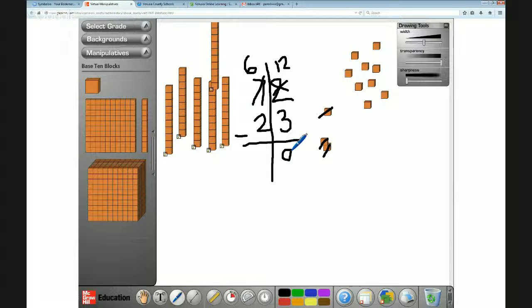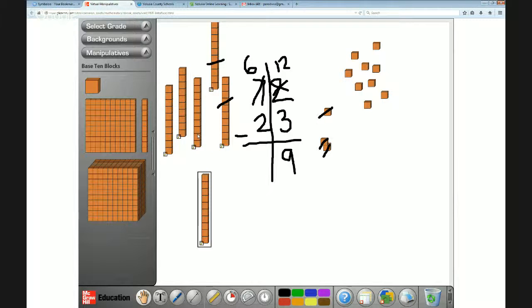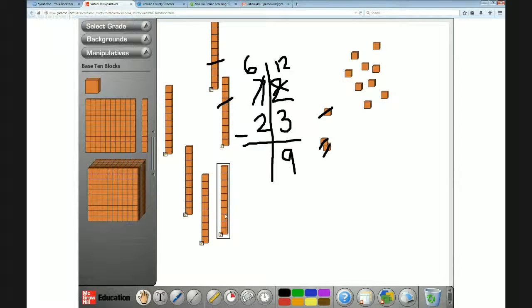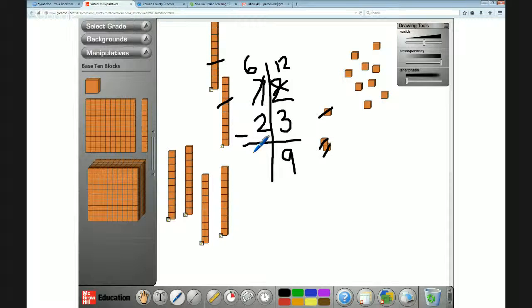Phew. Let's see what we do on the other side, on the 10s. 6 10s. We used to have 7, but we shared and moved one of our 10s over to the one side. 6 10s minus 2 10s. This part's so easy. Watch. Minus 2 of them. Cross it off. So how many are left? Let's see. 1, 2, 3, 4. 4 10s left over. So the answer is 49.